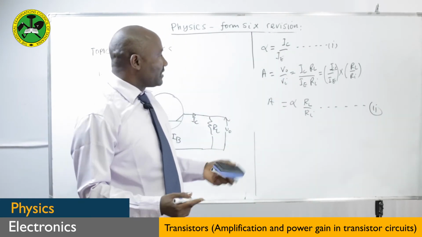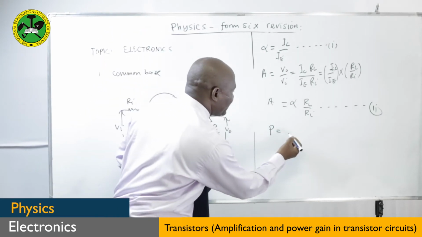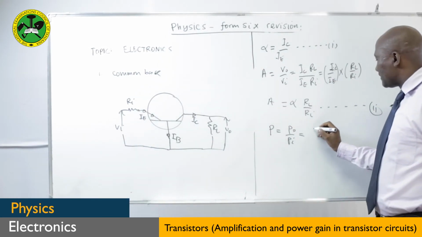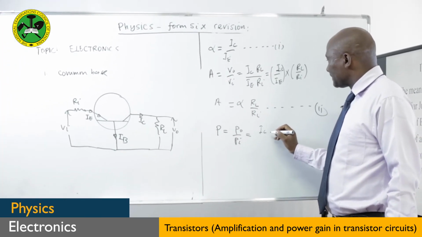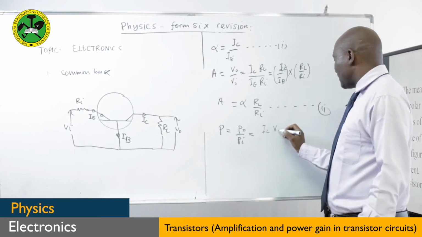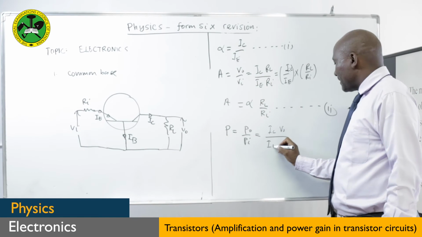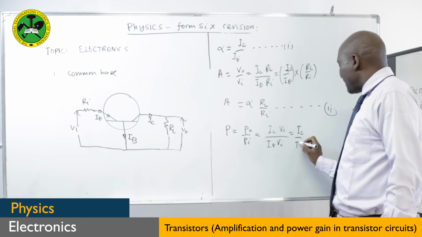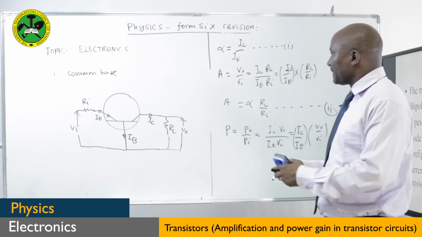Of course, you remember this formula from your class, so this is how you can find the voltage gain. The power gain is given by the output power over the input power. So the output power is the output current, IC, times the output voltage, and the input power is IE times the input voltage. So you can see this is IC over IE, in brackets, times VO over VI.